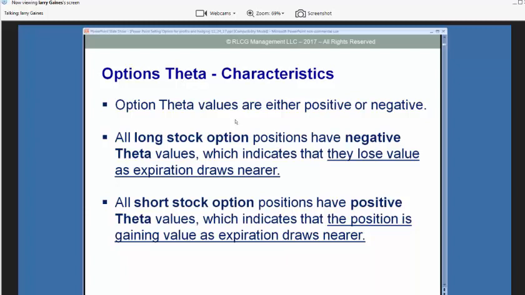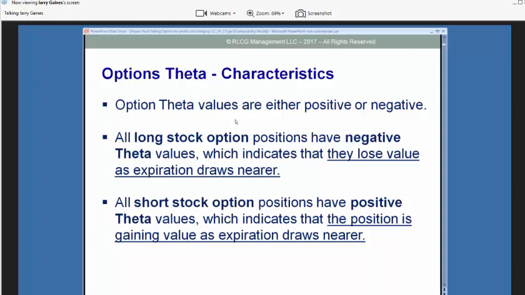Now, all stock options that are short, such as if you're short a call or short a put, will have positive theta value. So that's going to indicate that your position, if it's just going nowhere, moving sideways, you're actually gaining value each and every day. So that's the great thing with options. Once you understand the various characteristics, you can really tilt those odds and use those various option strategies and components of the options to take advantage of it for your various trading.